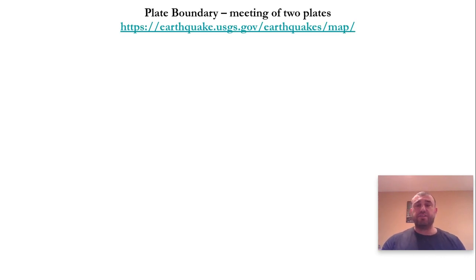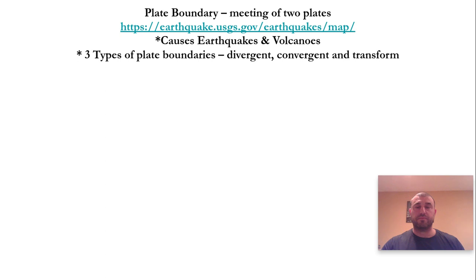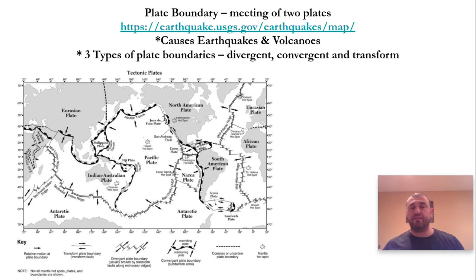All right, so the definition of a plate boundary is the meeting of two plates. This causes earthquakes and volcanoes. There are three types of boundaries: divergent, convergent, and transform. And this is a map of the boundaries. This is the map that you're going to be given on any test you take in my science class.